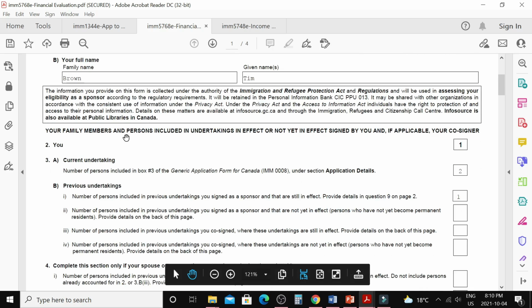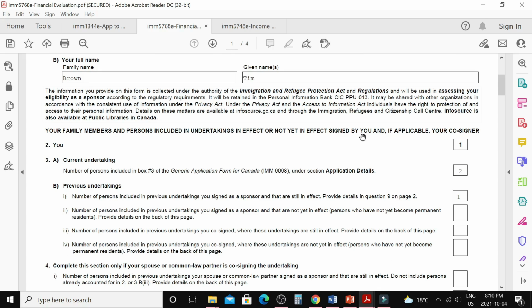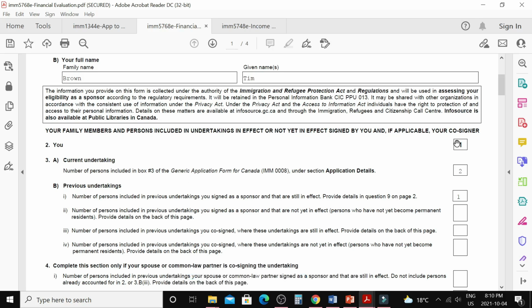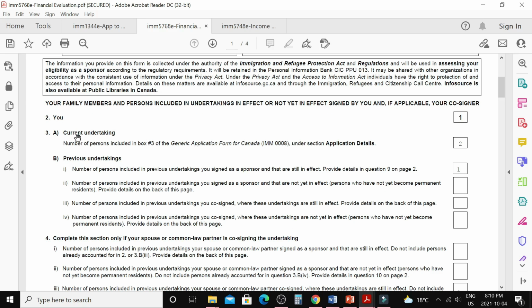Down there, your family members and persons included in undertakings in effect or not yet in effect signed by you, and if applicable, your co-signer. So you need to answer. Actually, here they are calculating your family members. So they count you as one, and then the current undertaking. Right now, how many people are you sponsoring? If you are sponsoring a single parent, you can write one here. Otherwise, if you are sponsoring both parents, and if they have any dependent children with them, accordingly you can answer 2 or 3 here.